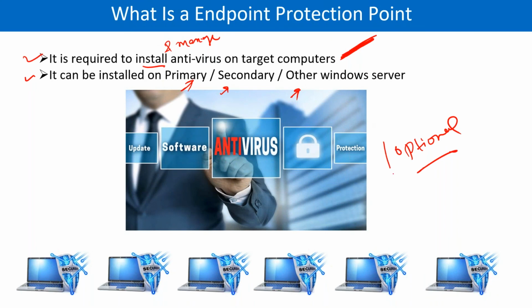Mostly why I'm saying optional is because in a production environment, wherever you go, you will find third-party antivirus like Symantec or Norton or AVG or Trend Micro. So people are not using the native Windows Defender antivirus. But in case you would like to use it, you can manage antivirus through this endpoint protection point role.